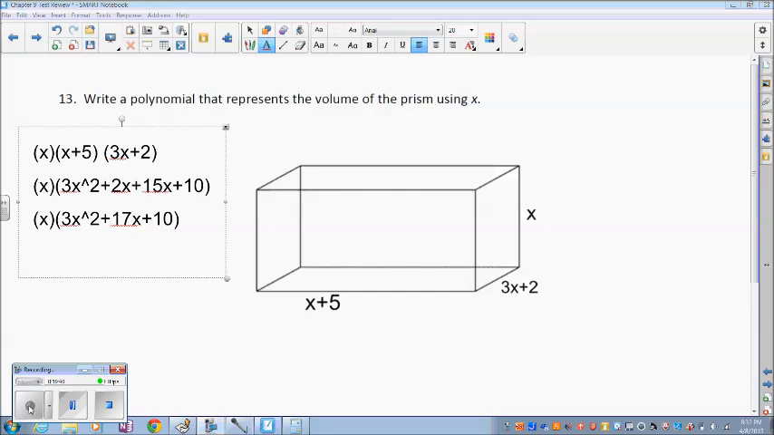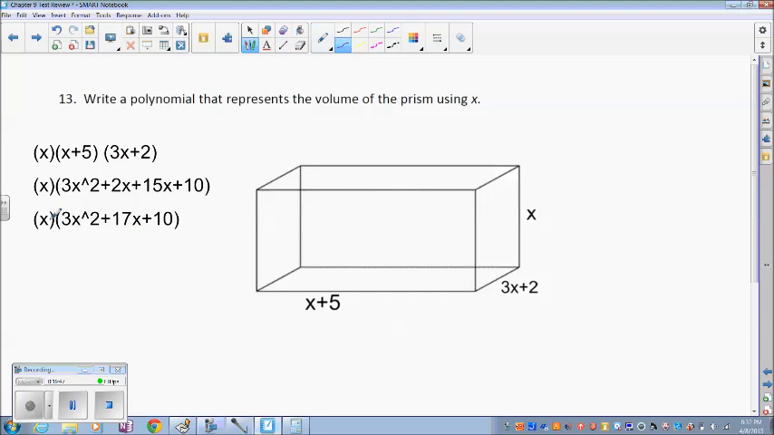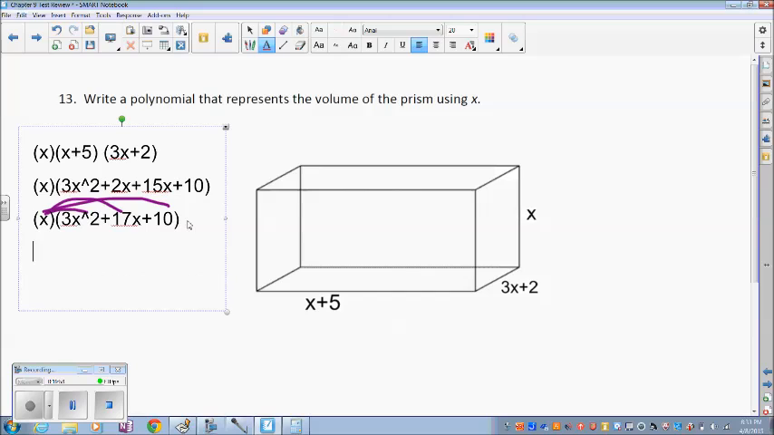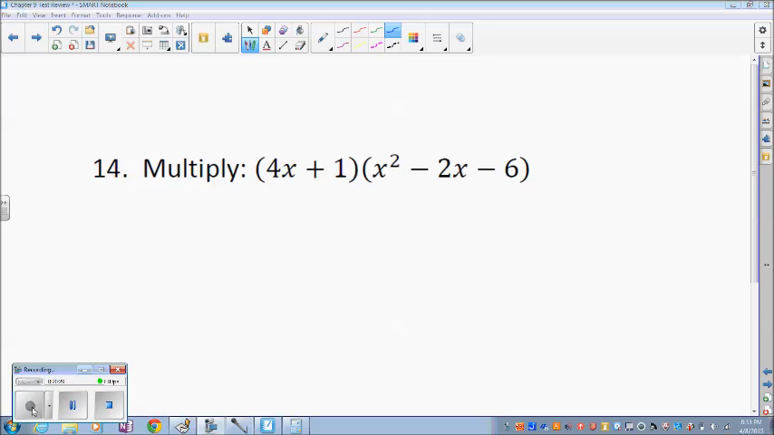All right, now let's multiply this x. When we multiply by the 3x squared, we're going to add the x, and we're going to multiply by everything. So now it's going to be 3x to the third plus 17x squared plus 10x. And I know it looks a little funny. Just know that those are exponents. And that is your answer. And that's as simple as it gets on that one.